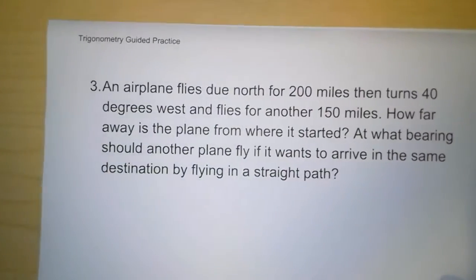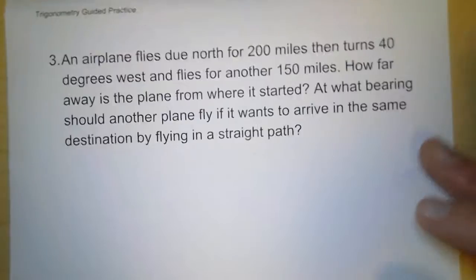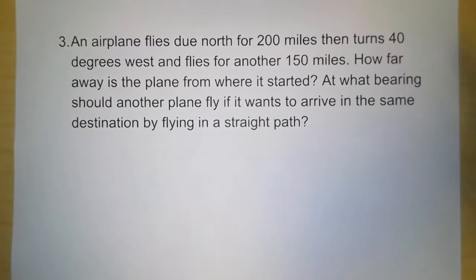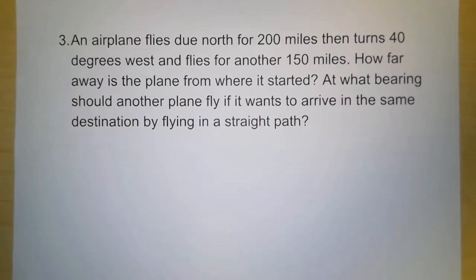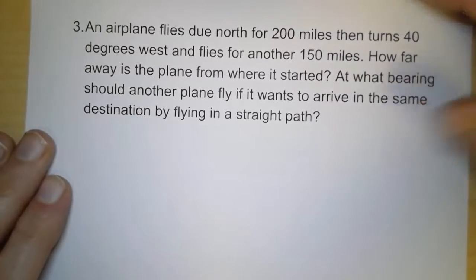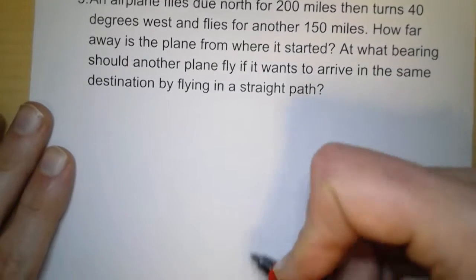Now this final question describes an airplane that flies due north for 200 miles and then turns 40 degrees to the west, and then flies for another 150 miles. How far away is the plane from where it started? And at what bearing should another plane fly if it wants to arrive at the same destination by flying in a straight path? So we have a plane, so let's draw this out.